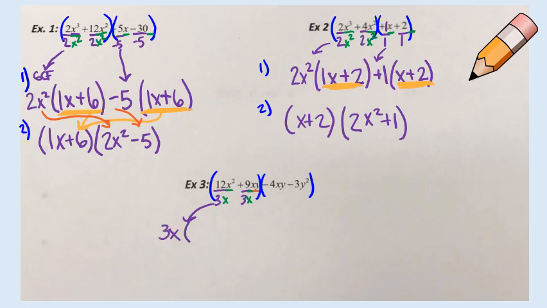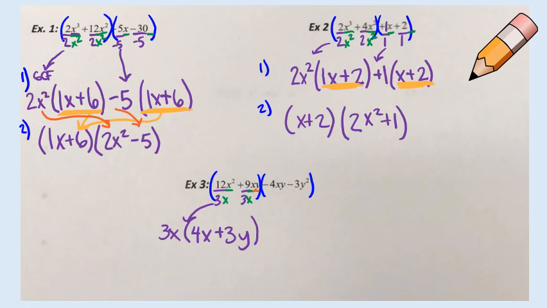Let's see what's remaining. 12 divided by 3 is 4. X squared divided by x is x. Bring down the sign. 9 divided by 3 is 3. X divided by x is 1. So I do not have to write a 1. And y divided by no y just stays. We'll bring it down. Close that off.